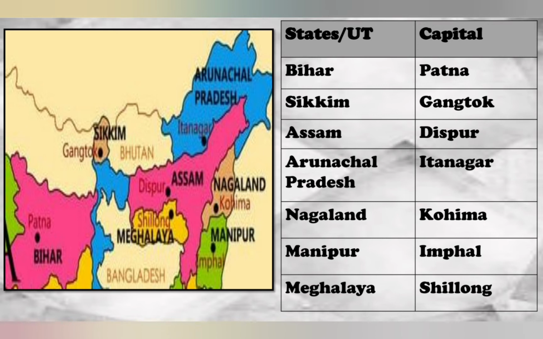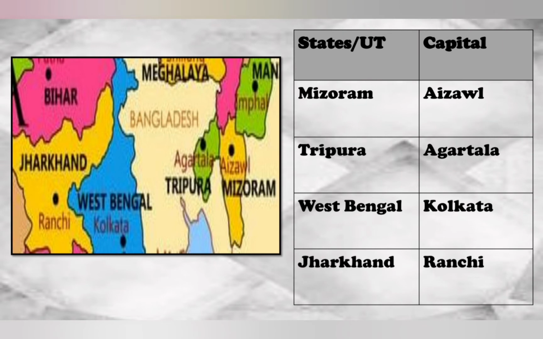Next, Manipur, its capital is Imphal. Next, Meghalaya, its capital is Shillong. Then below Manipur, we have Mizoram, its capital is Aizawl. Next, Tripura, its capital is Agartala.